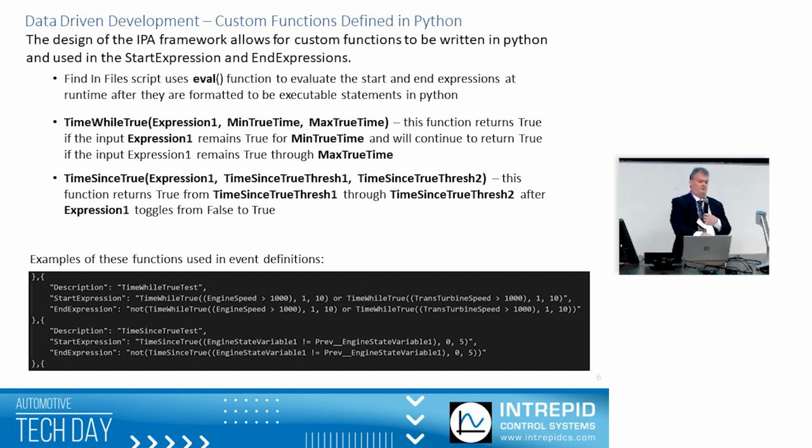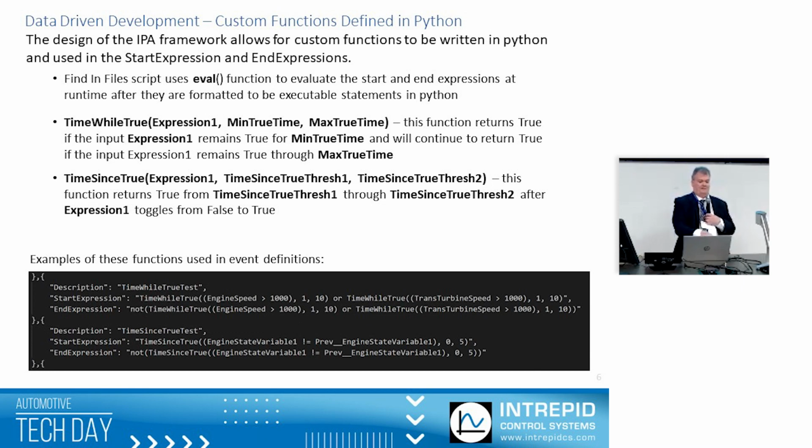So you can have these custom functions, and two of the custom functions that are included with the IPA library are time while true and time since true. Time while true takes three arguments: an expression, a min true time, and a max true time. This is used if you want to find out when expression one is true for a minimum of some period of time. Like say the catalyst temperature is over 950 degrees C for more than 50 seconds. You can put the catalyst temp in expression one, and then the min true time would be 50 seconds.